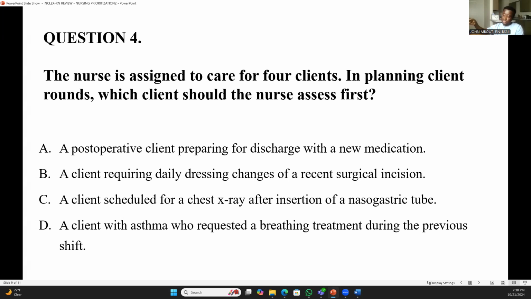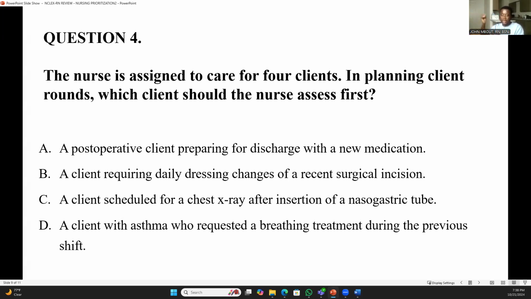You say after insertion of a nasogastric tube. You know, when we insert, we have to check for the placement, right? But you have another client here, asthmatic diagnosis, who requested a breathing treatment during the previous shift. It means this patient should have been feeling difficulties of breathing, and this is change of shift. And the nurse tells you, oh, the patient who requested the breathing treatment, sorry, I did not give.